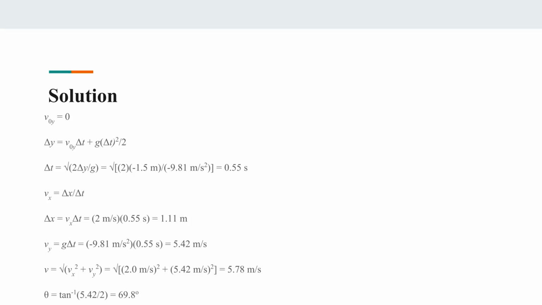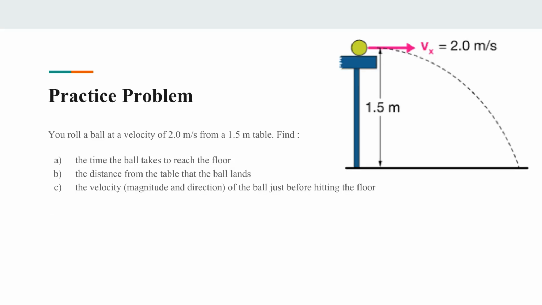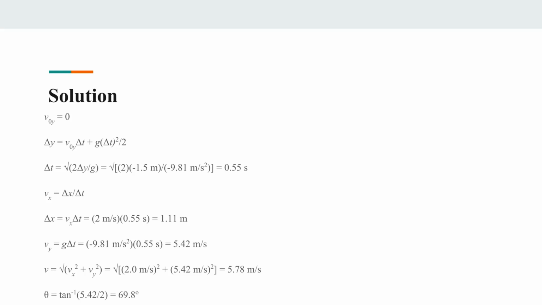Right? So V sub y, you might be asking where I got this from. This is just V equals V naught plus at. However, V naught y is 0. So I just took that out beforehand. So we got V sub y equals g delta t. So that's just negative 9.81 meters per second squared times 0.55 seconds equals 5.42 meters per second. So we're done with part B. So part B is 1.11 meters.